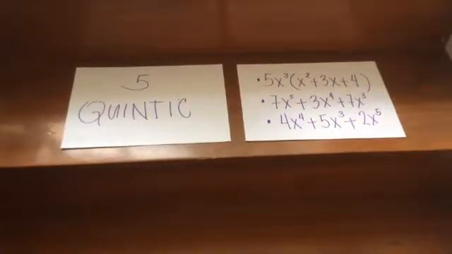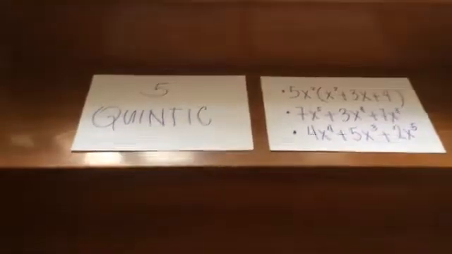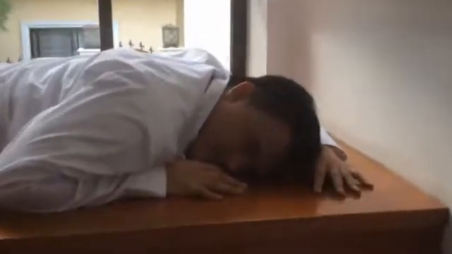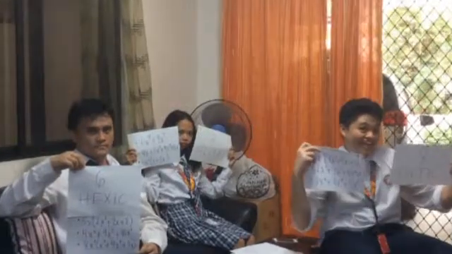Next is the quintic. A quintic equation is a polynomial equation that has the highest degree of 5. Next is the hexic equation, a polynomial equation that has the highest degree of 6. Next is heptic, which has the highest degree of 7. Next is octic, which has the highest degree of 8. And we have the 9th and 10th degree polynomial equations, which are called nonic for 9 and decic for 10.